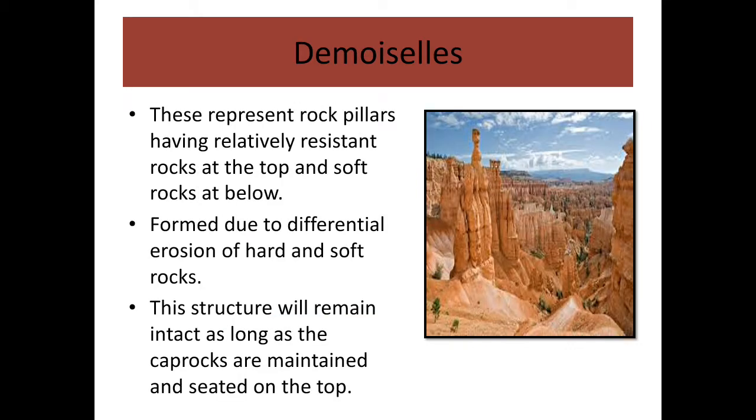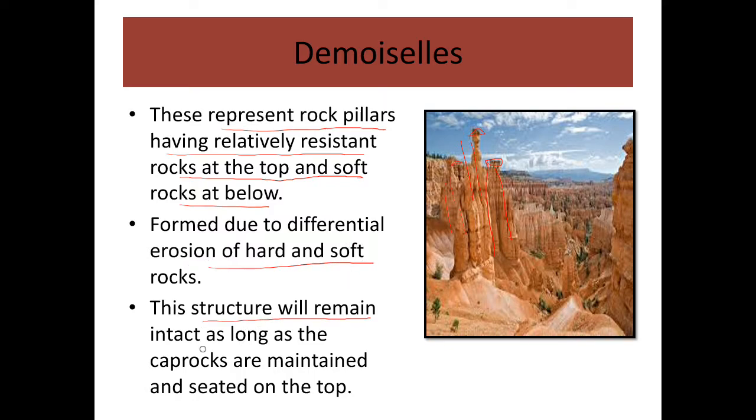And Demoiselles, here these are. Here we can see Demoiselles. These represent rock pillars having relatively resistant rocks at the top and soft rocks at the bottom. So resistant rocks are on the top and the soft rocks are at the bottom. These are pillar-like structures, formed because of the erosional process, due to differential erosion of hard and soft rocks.